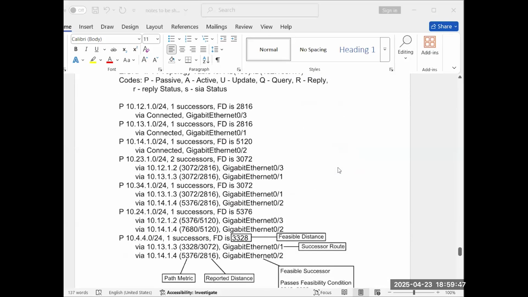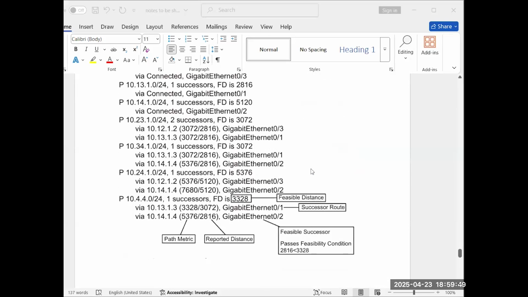If you see here, for this route, we have one successor, FD 3328. Likewise, via 2 paths, you can reach this network, and those are the FD and RD. FD is feasible distance, RD is reported distance. So this is the feasible successor, 5376, and this is the FD of the successor route. So 5376 divided by 3328. This is manual.